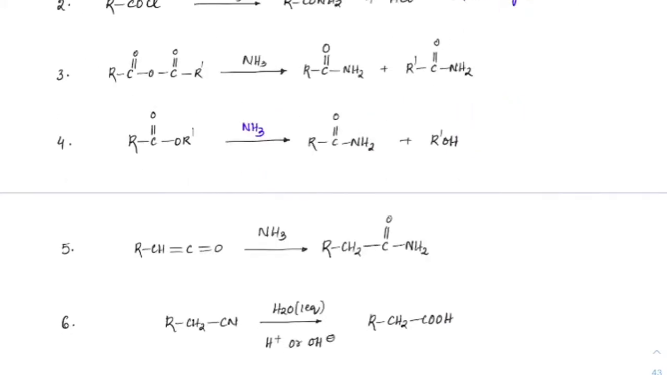See how it is happening with ketene. With ketene, ammonia would attack the carbon here. This bond will shift, giving C minus. That C minus will extract the proton from here, and we will get RCH2 double bond NH2.